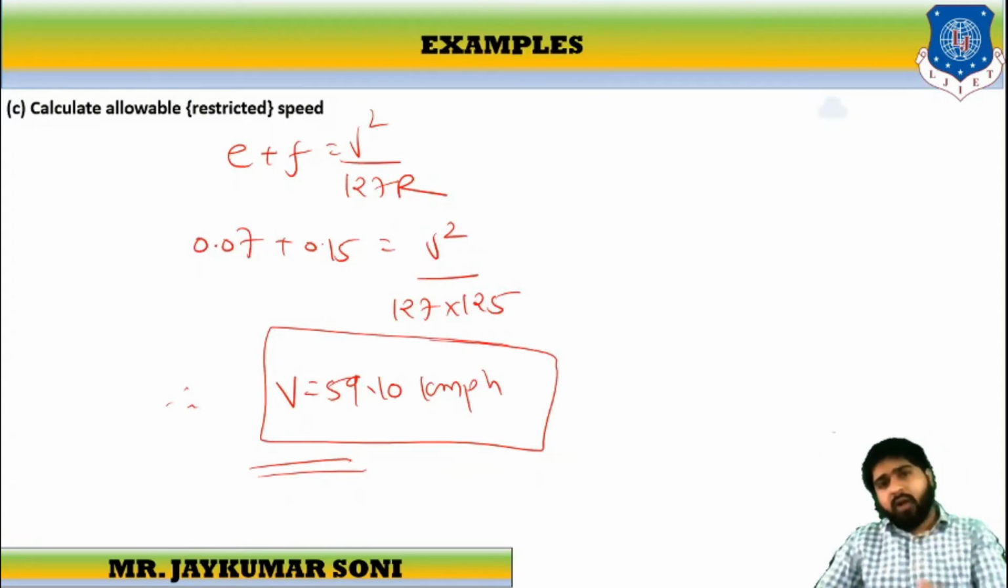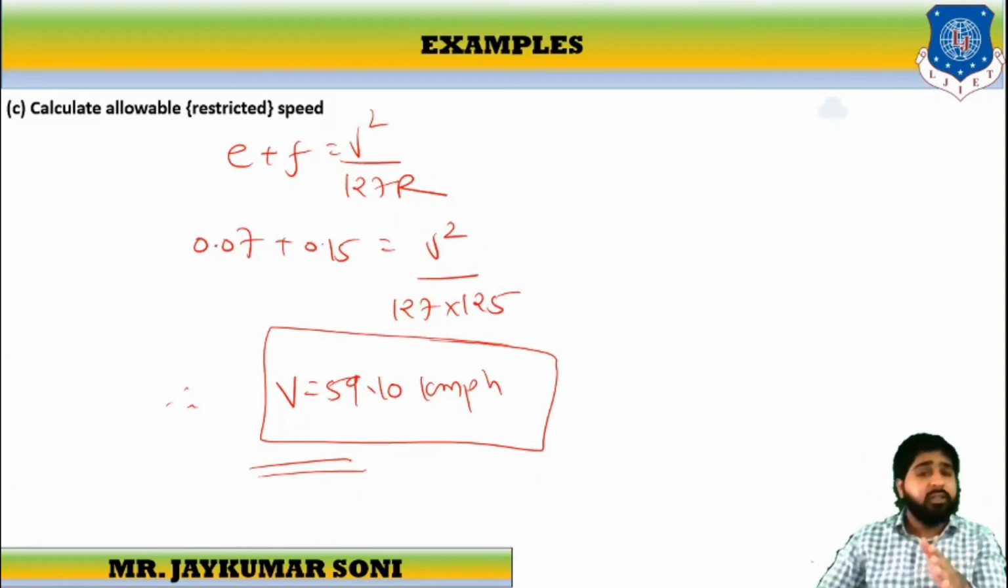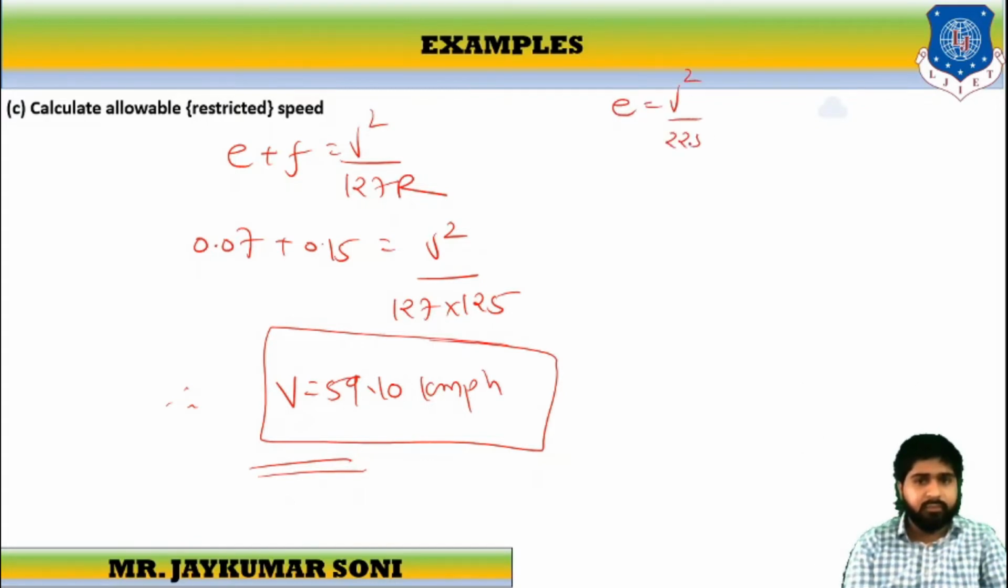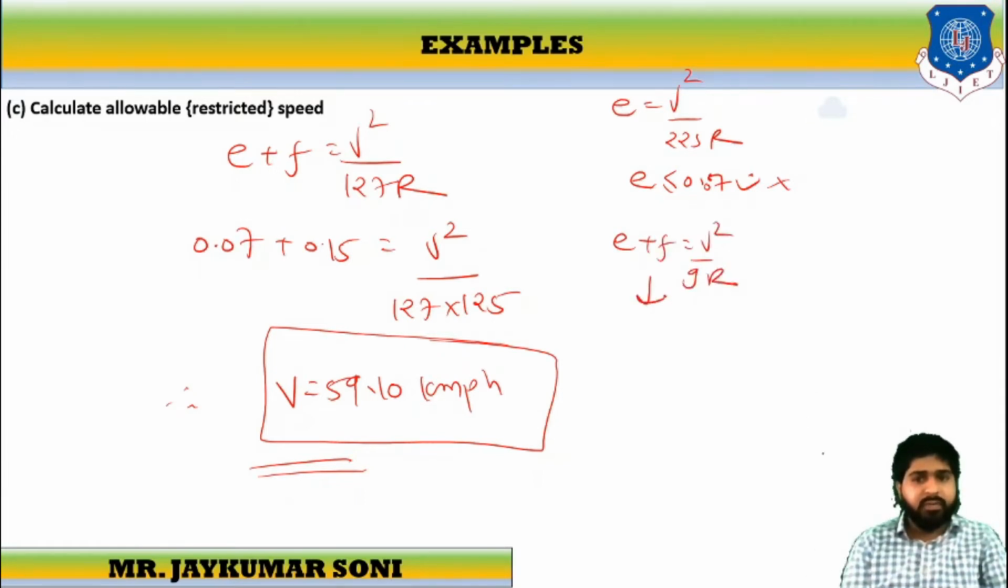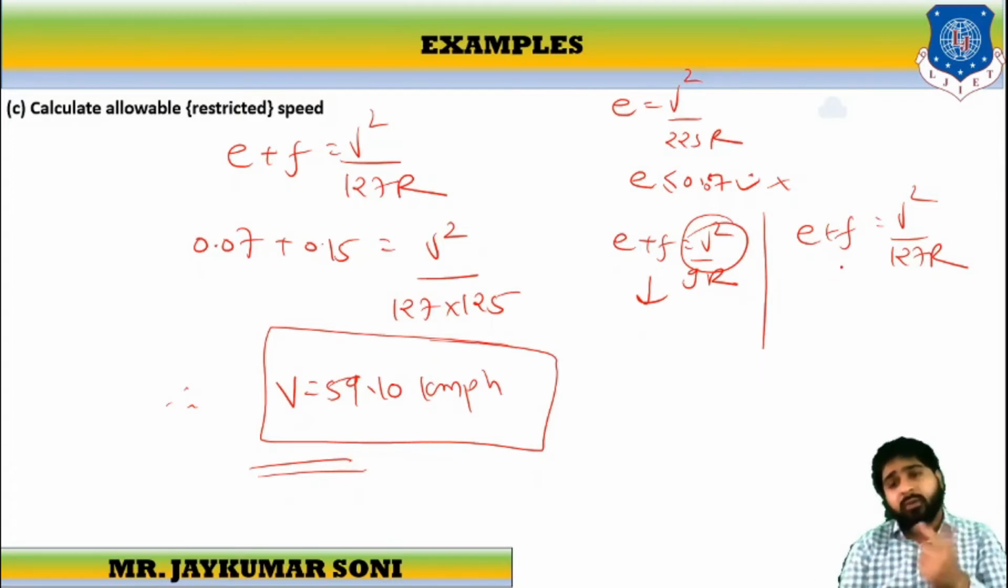So this is how we can design the super elevation according to mixed traffic criteria. Now let us revise what we have done. First of all, we have used this equation for mixed traffic condition. Then if the value of E is less than or equal to 0.07, then it is okay. If it is not, then we will move towards two equations. E plus F is equal to V square by gR, in which case we have to convert the V into meter per second, and if we are using E plus F is equal to V square by 127 R, then we do not need to convert this value.